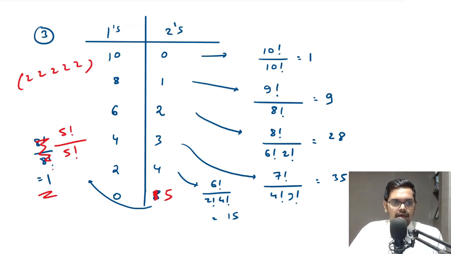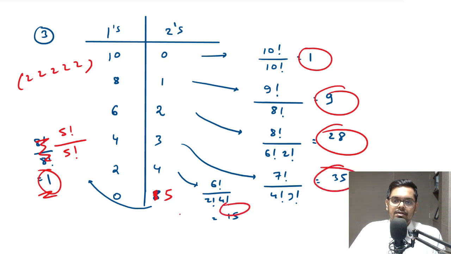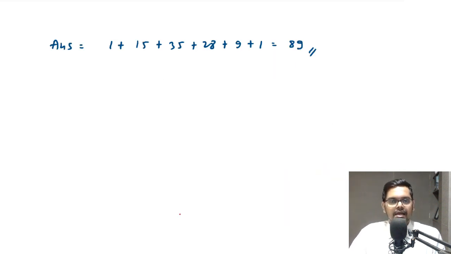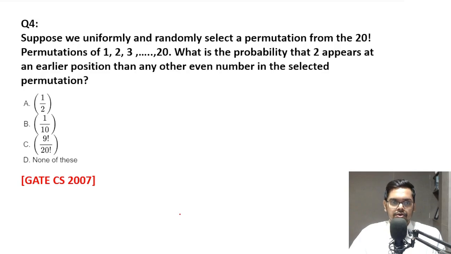And if you add all the cases, case 1, 2, 3, 4, 5, 6, you will get the summation as 89. So 89 is the correct answer. So I will say this is a level 2 question, not that easy, not that tough. Okay, so a level 2 question, good question.